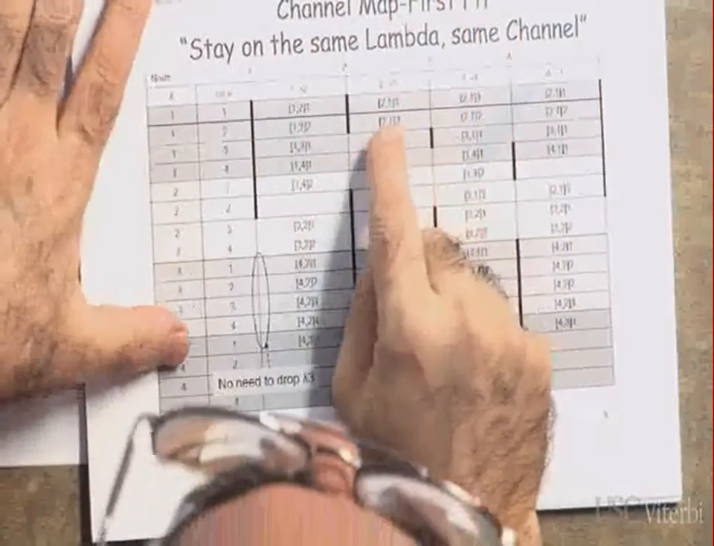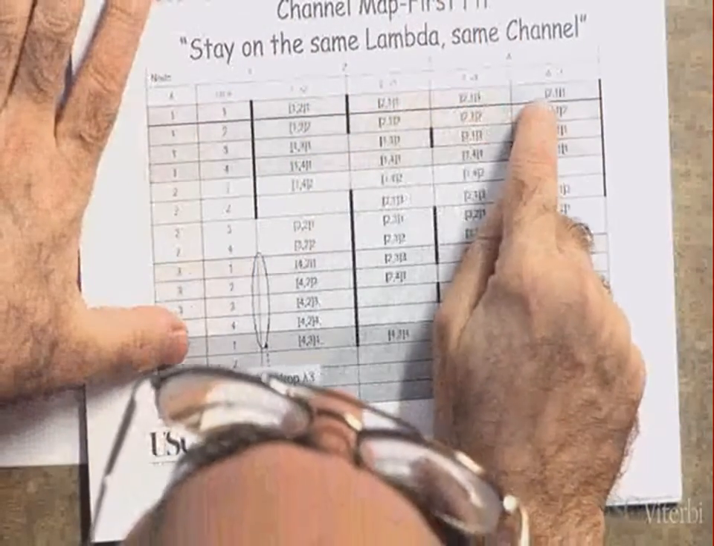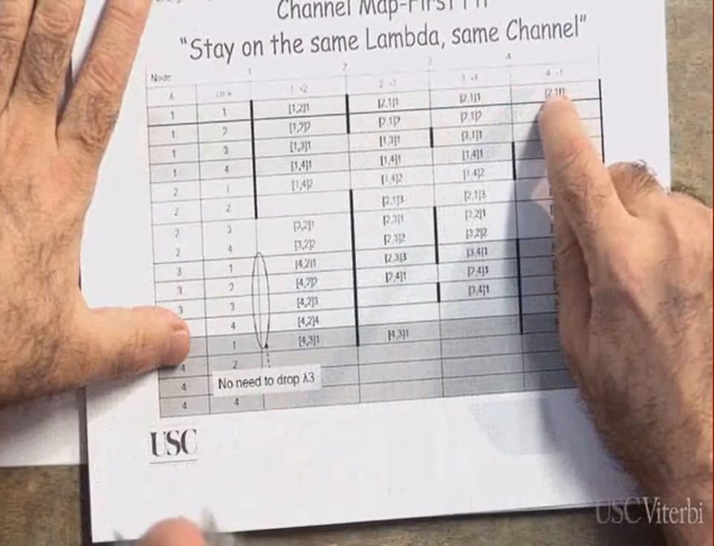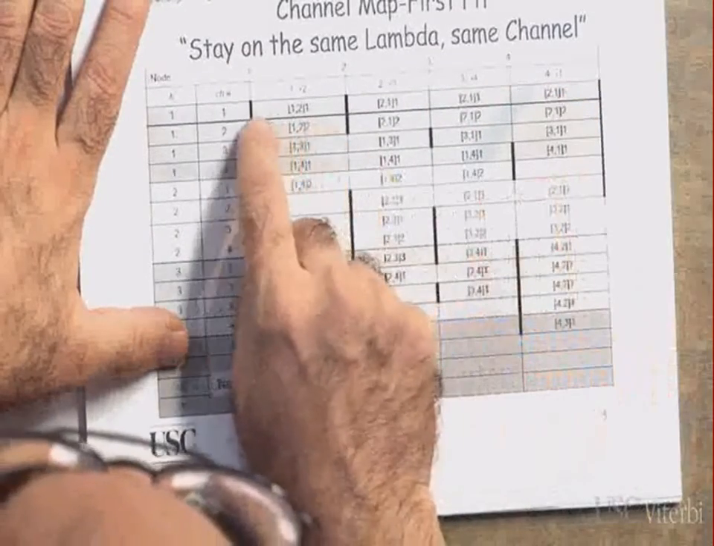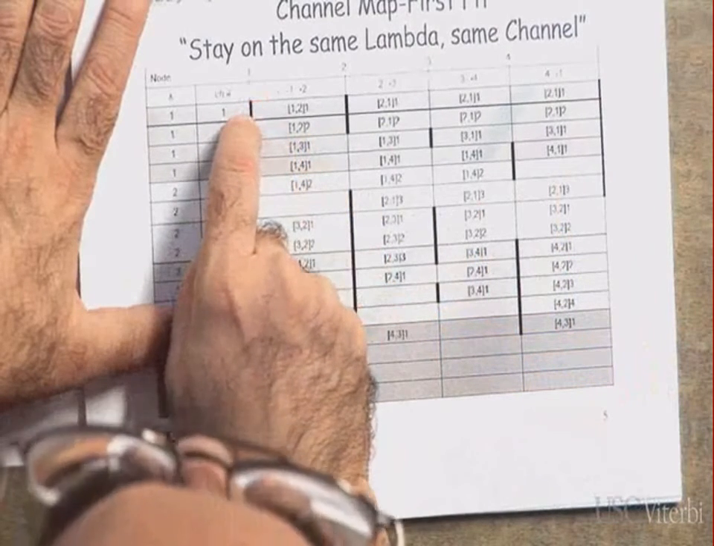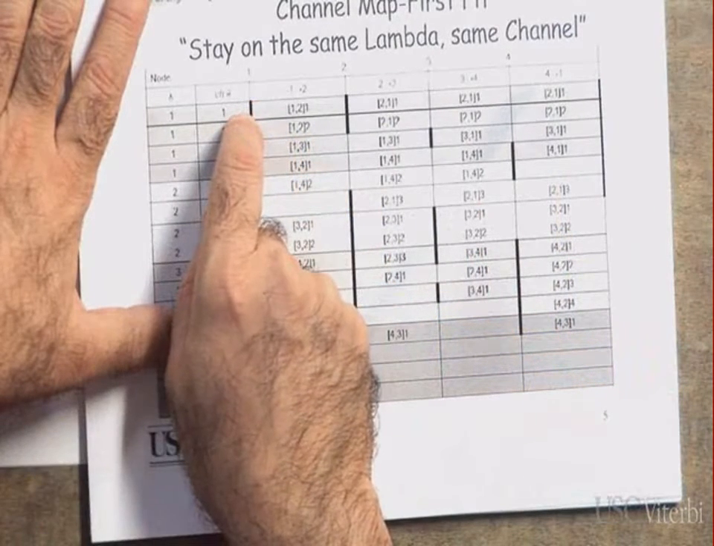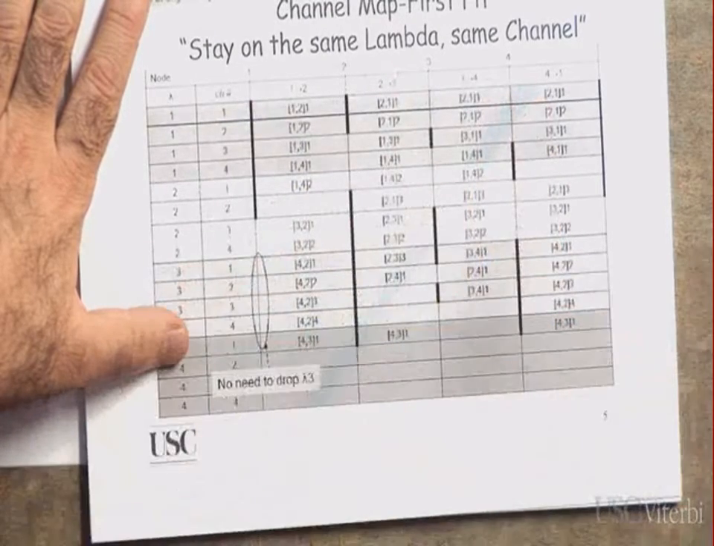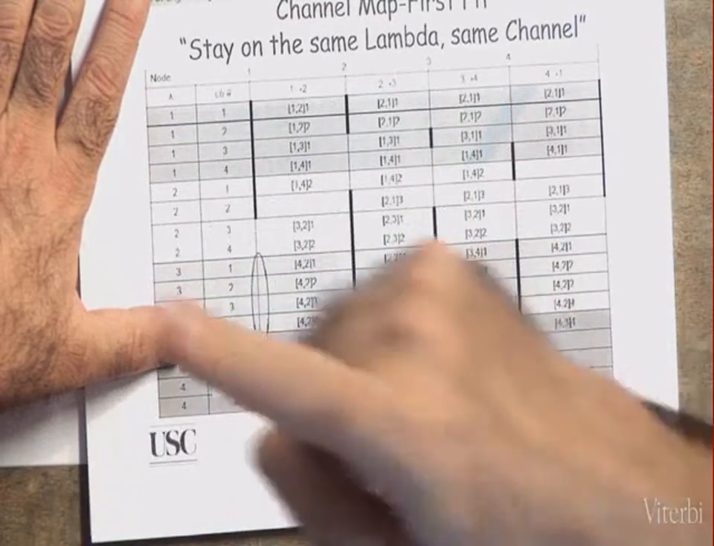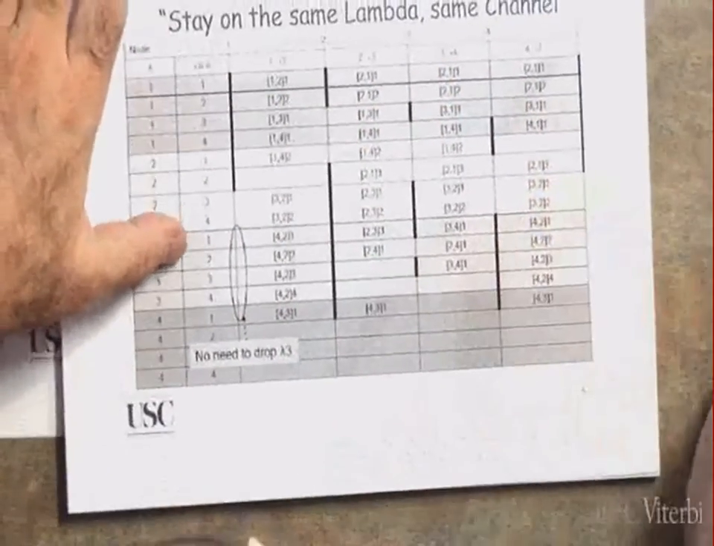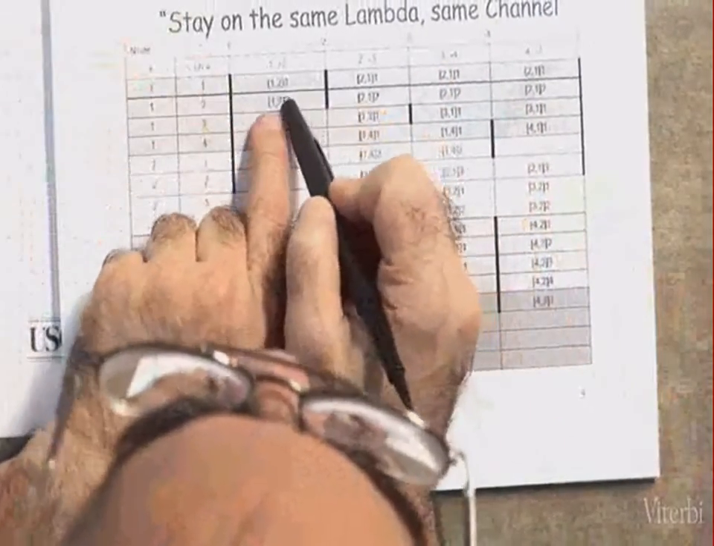On the same wavelength. So I have 2-1, 2-1, 2-1. Did you get this or not? Where does this 2-1 end? It ends at node 1. Are you following or not? Which means, do I need an add/drop box here? I need an add/drop box here to drop this channel, the one that originates at 2 and terminates at 1. I need to drop it. Clear? Okay, good.